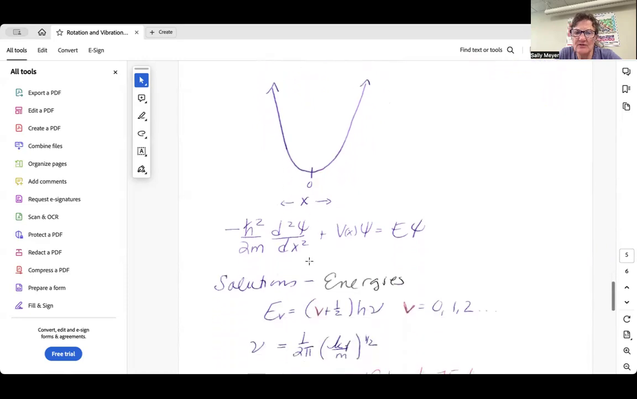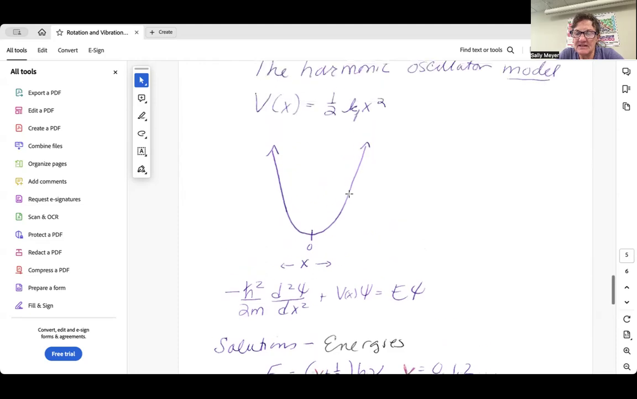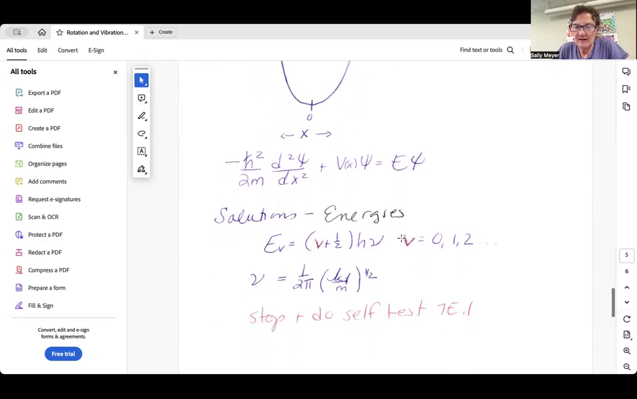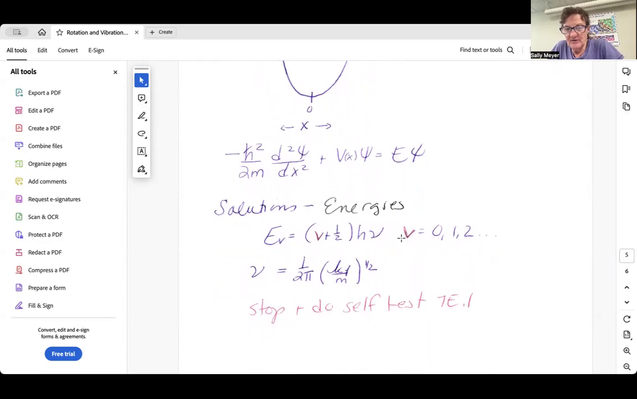So when we write Schrödinger's equation, the kinetic energy is the first term, like we had for translational energy: negative h bar squared over 2m times the second derivative of the wave function with respect to x squared, plus this potential energy function times psi, has to give you back E times psi. That's a much harder differential equation to look at as a chemist and decide what the solutions are, but mathematicians have solved this for us.